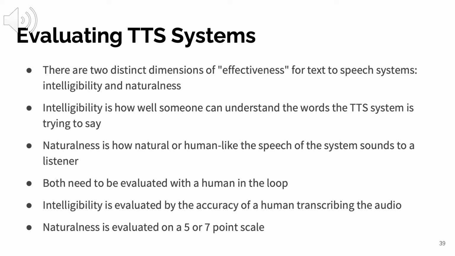But naturalness needs to be evaluated subjectively, and that's typically on a 5 or 7 point scale, which we then aggregate over a bunch of different people. This is something where most researchers will throw something up on Mechanical Turk.